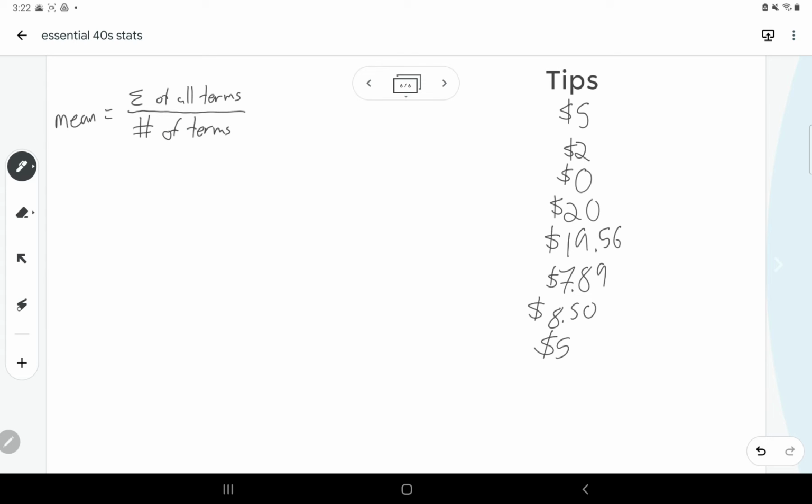Okay, so if we add up all of these terms here, that is $5 plus $2 plus $0 plus $20 plus $19.65 plus $7.89 plus $8.50 plus $5 again. Then divide by the number of terms. So we have 1, 2, 3, 4, 5, 6, 7, 8 terms. Okay, so we take all that and we divide it by 8.